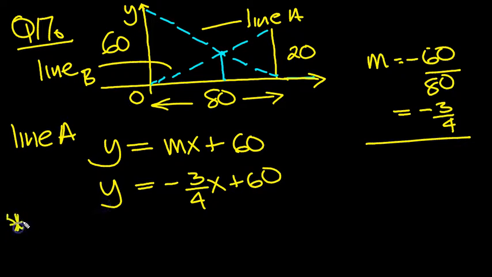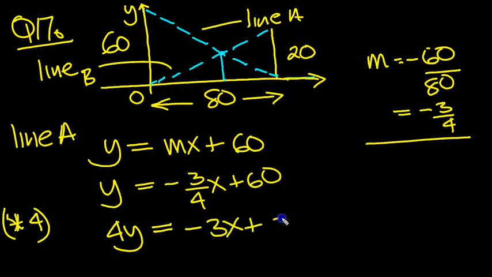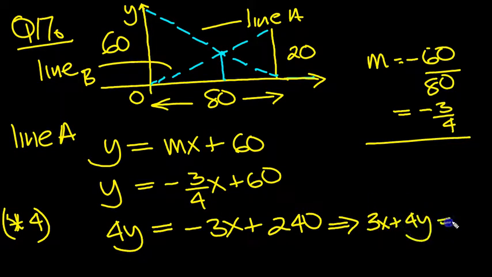Now let's times it by 4 all the way through, so we get everything on ground level, so to speak. So we get 4y is equal to minus 3x plus 4 times 60, which is 240. The 4s cancel, that's why we're doing it. So that tells us then, move the 3x over to be with the y, that 3x plus 4y is equal to 240. That's equation 1.